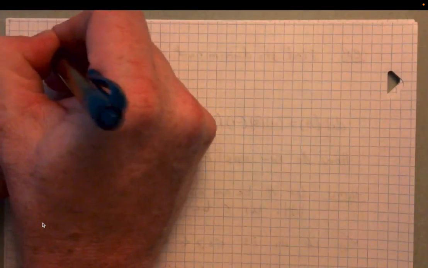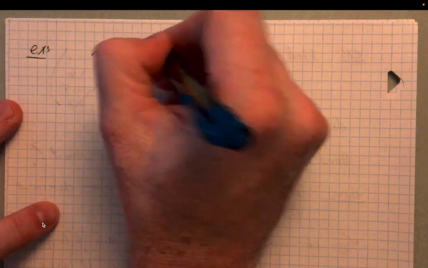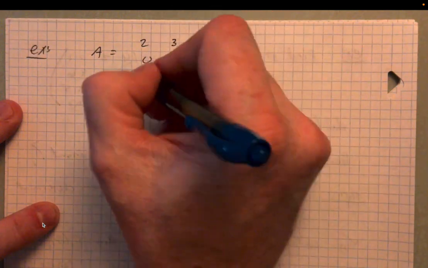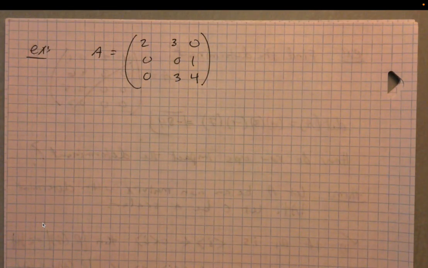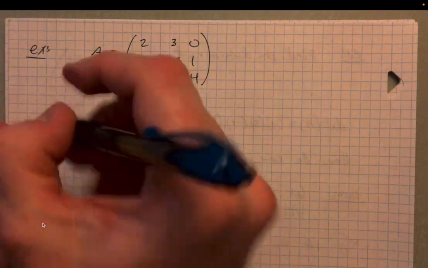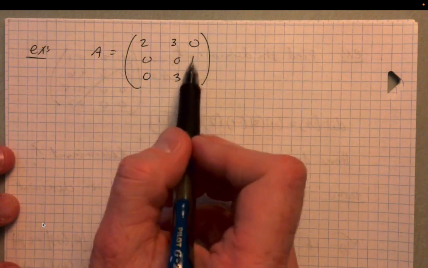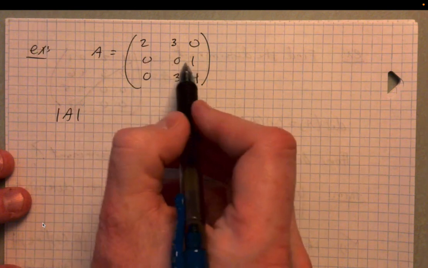Let A equal [2, 3, 0; 0, 0, 1; 0, 3, 4]. What's the determinant of A? Well, this isn't upper triangular, so we can't just multiply the diagonal entries. But we can do a row expansion across row 2 because everything's 0 there except for entry 2, 3. So let's do a row expansion across row 2.